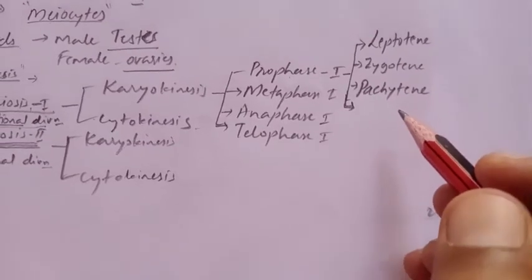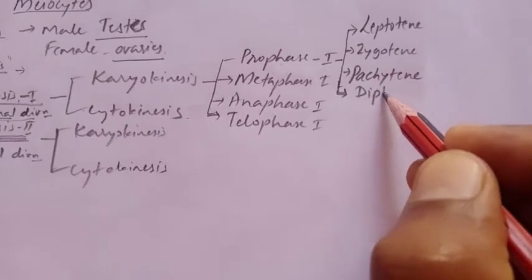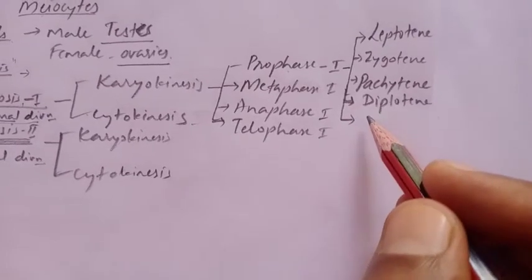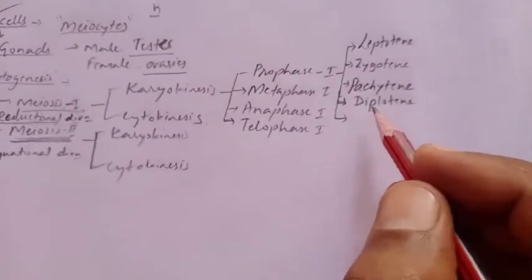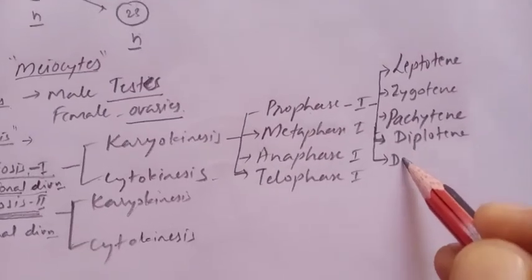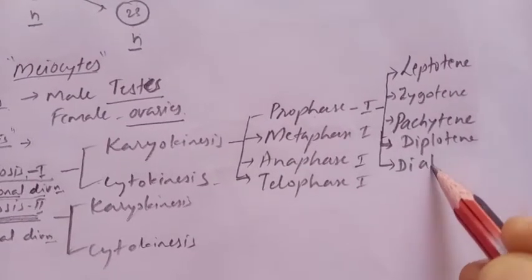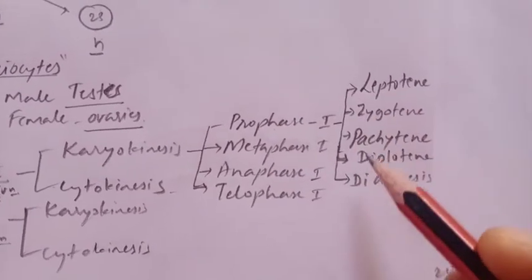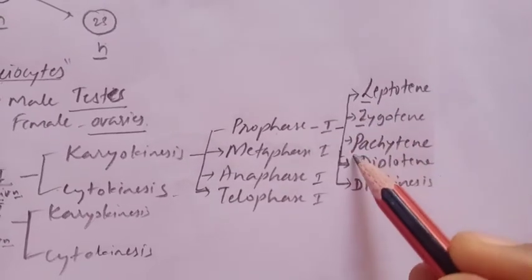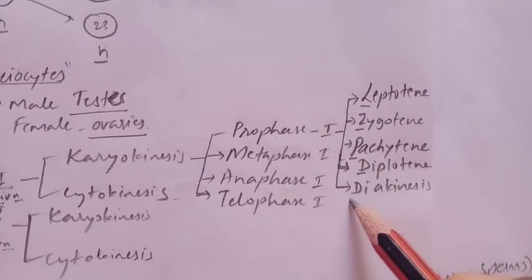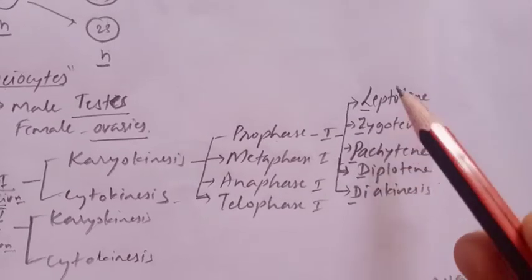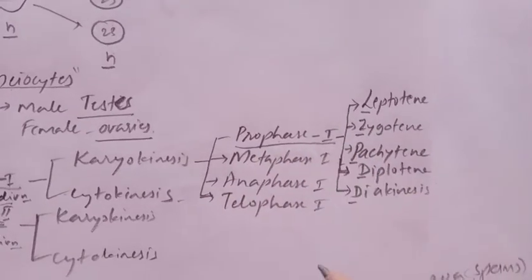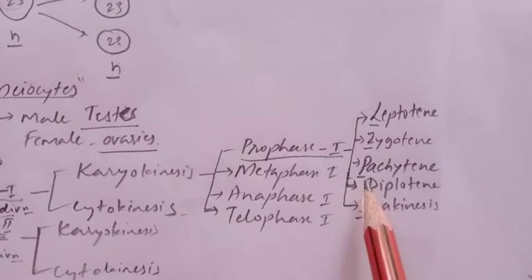Next one is diplotene, and the last one is diakinesis. That's what we call diakinesis, right? These are the sequences you should remember: first one leptotene, zygotene, pachytene, diplotene, and diakinesis, right? So these are the sub phases of prophase first, and this is what we observed here.